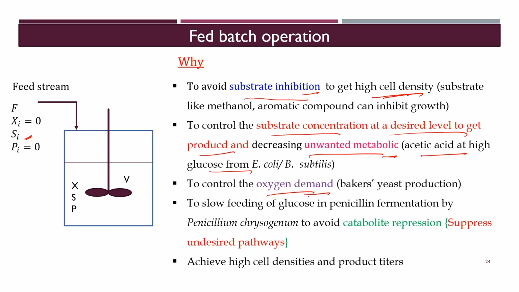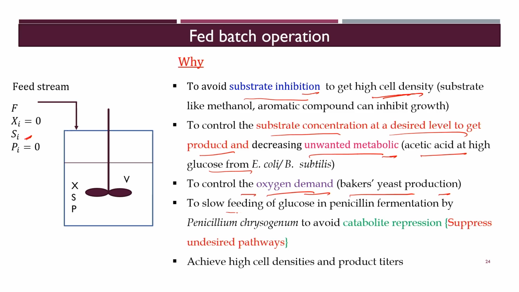Third is to control the oxygen demand, particularly for the production of baker's yeast, that is an aerobic culture. In this case it is a growth associated product. So, the biomass production is directly related with the substrate concentration. So, if we can control the substrate, we are able to indirectly control the oxygen requirement.